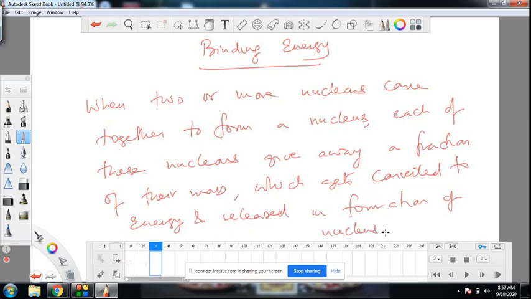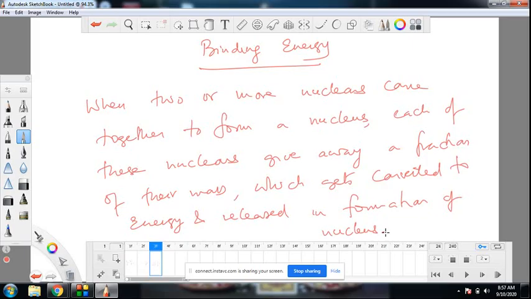So you see what I am saying. When two or more nucleons come together, forget about hydrogen, it has only one nucleon. Start from helium, which has 4 nucleons. He4, 2 protons, 2 neutrons. Lithium, beryllium, boron. So when two or more nucleons come together and form a nucleus, each nucleon, whether it is a proton or a neutron, will say, let us all contribute some of our mass. Let us decrease our mass a little bit and give this as energy and achieve more stability.